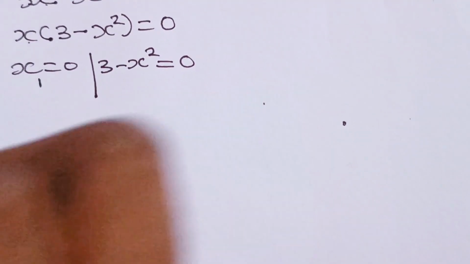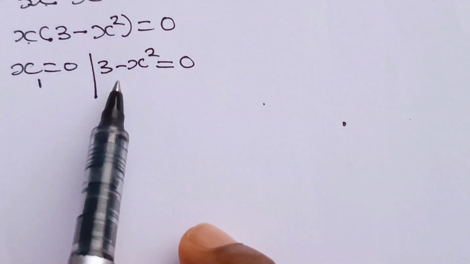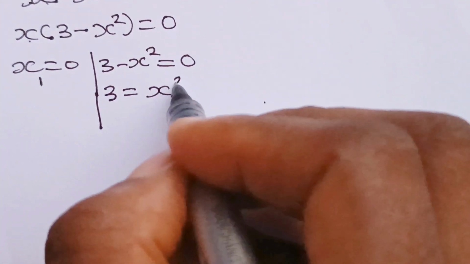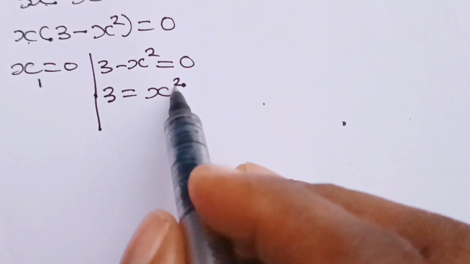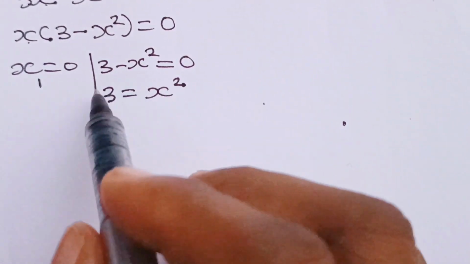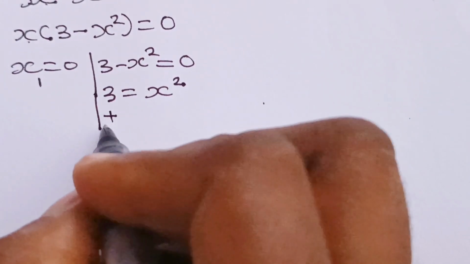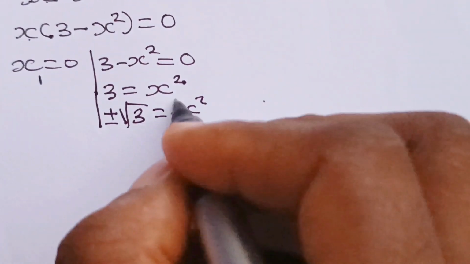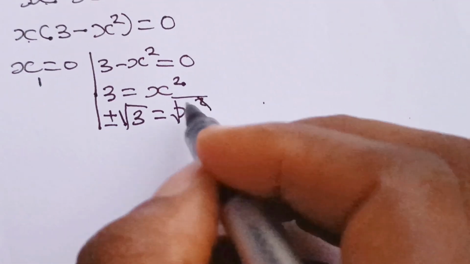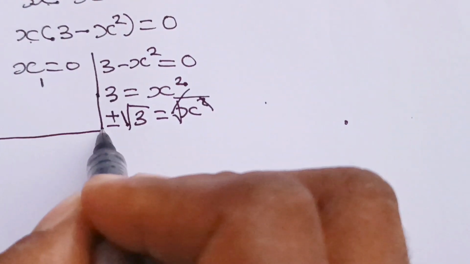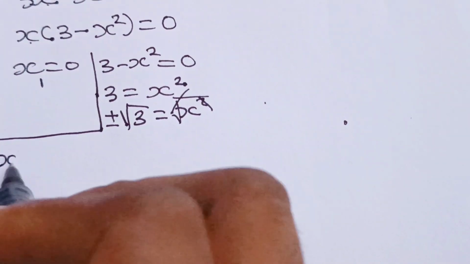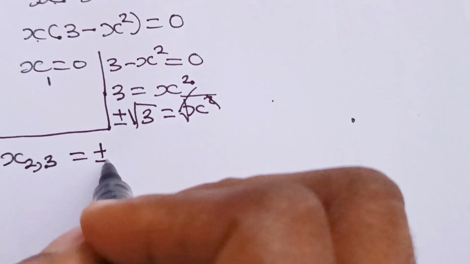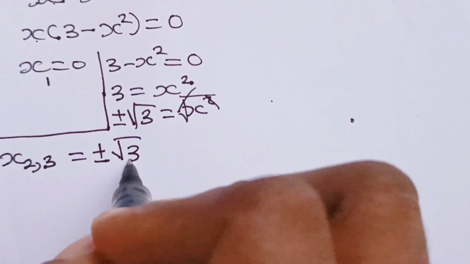So this is the first value of our x. Now for here we can say that 3 is equal to x squared. So to remove this square, we are going to take the square root of both sides of this equation. Okay, so the square root of 3 is equal to the square root of x squared. Now when this cancels this, we can see that we have the second and the third value of our x to be equal to plus or minus square root of 3.